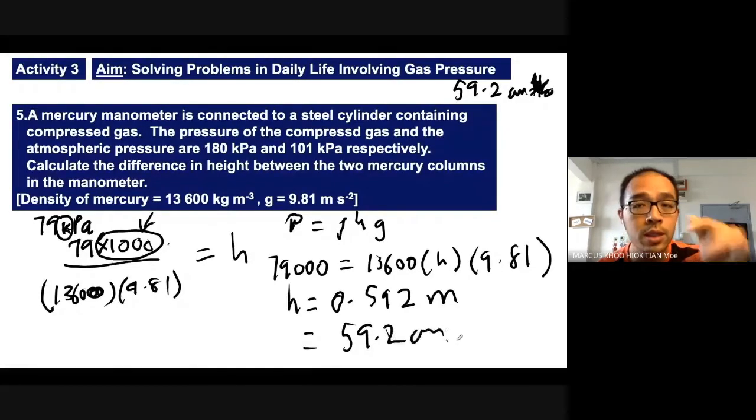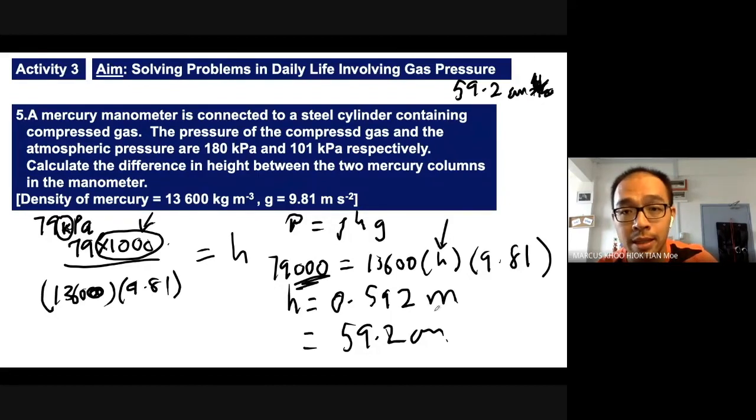Okay, so just learn how to work around this formula. It's not that difficult lah, because we've done this before. Talking about kilo, millimeter, all these things. Remember that this h actually is in meters, but usually we want it in centimeters lah. This answer is also correct, no problem, but you just have to make sure that you write the correct unit, and not centimeters.